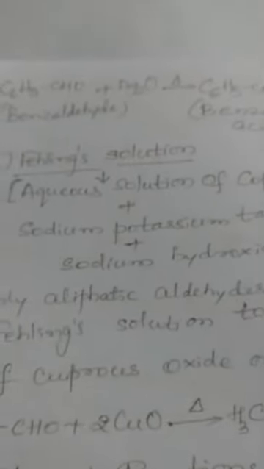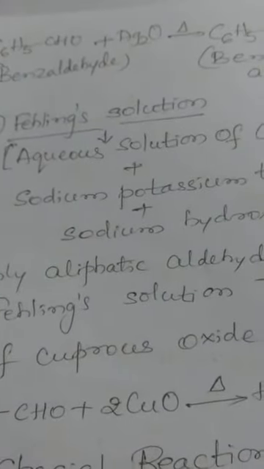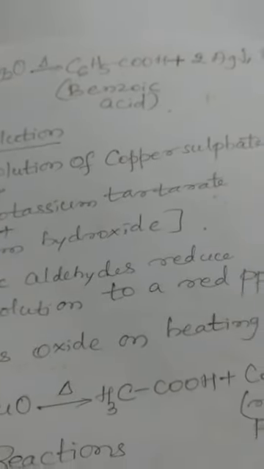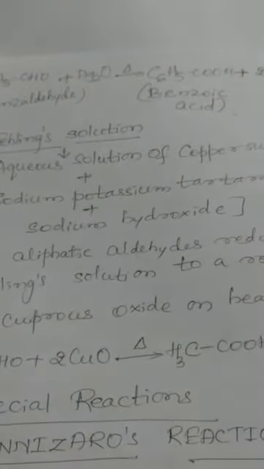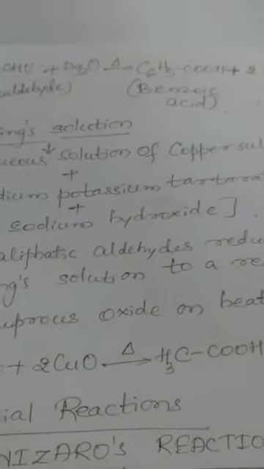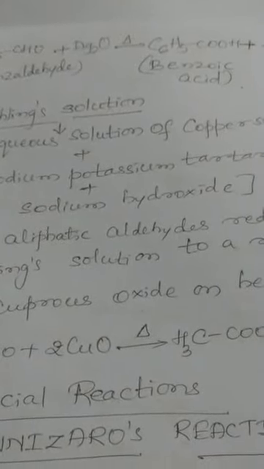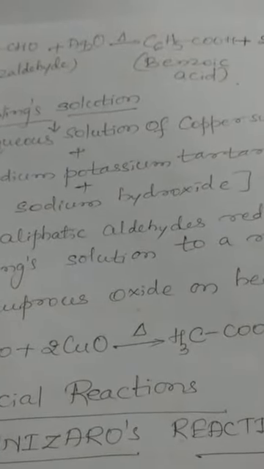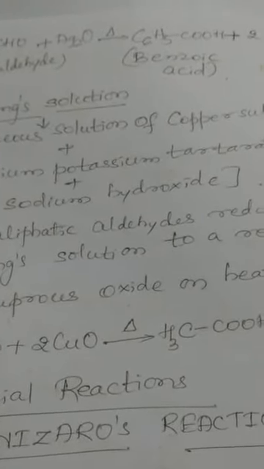Remember that before going to the details, you should know what Fehling's solution is. Fehling's solution is an aqueous solution of copper sulfate plus sodium potassium tartrate plus sodium hydroxide. Reaction with all these will form the stable compound CuO, copper oxide. So that is nothing but the chemical representation in the reaction equation for Fehling's solution.